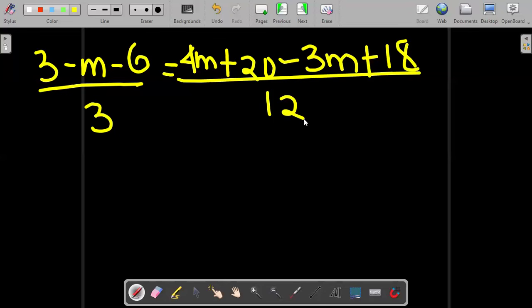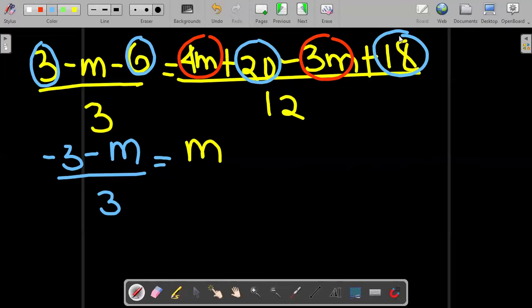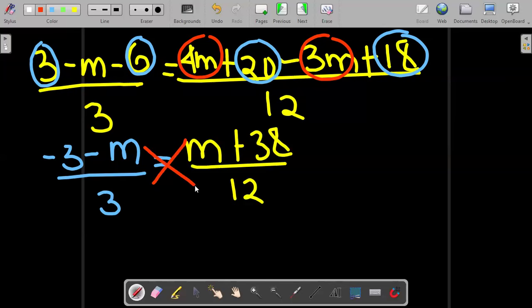So what I will do from here, I will add those I can add. I can subtract 3 from minus 6. That will give us what? Minus 3 minus m over 3 is equals to, here, I will do the same thing. I can subtract this and this. 4m minus 3m will give us m. I can add these two together. Okay, that is 20 plus 18. That will give us 38 over 12. So what I will do from here is to simply cross multiply.